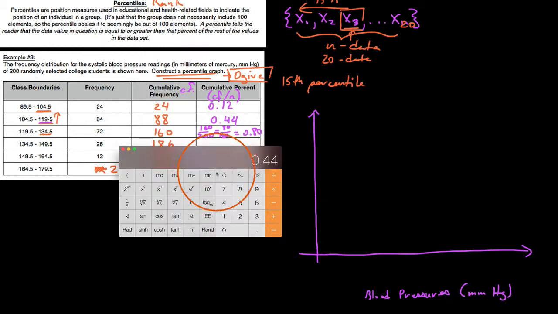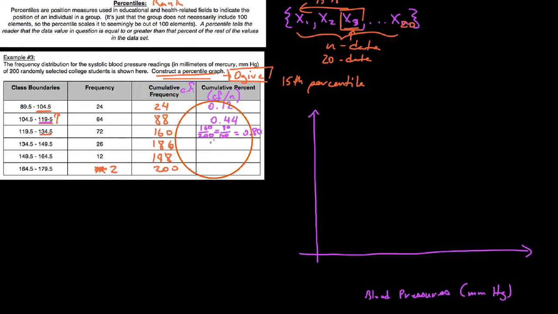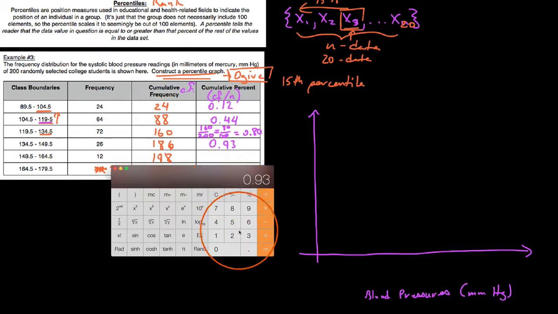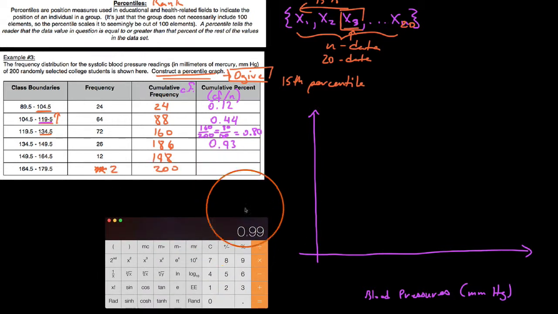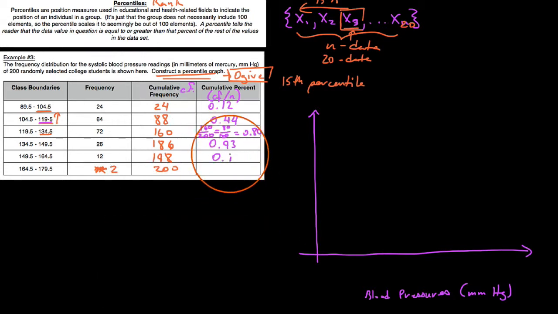186 divided by 200, I should write that out, but I'm noticing here that I don't have a lot of room. We get a 93rd percentile here, so we say 0.93. And we say 198 divided by 200, well I think that's about the 99th percentile. So like we're saying, by the time you get to 164.5 millimeters of mercury, your blood pressure, if that's yours, is greater than 99% of the rest of the people in the data set. And then by the time you get to 179.5, we're taking 200 divided by 200, which is 1.00.